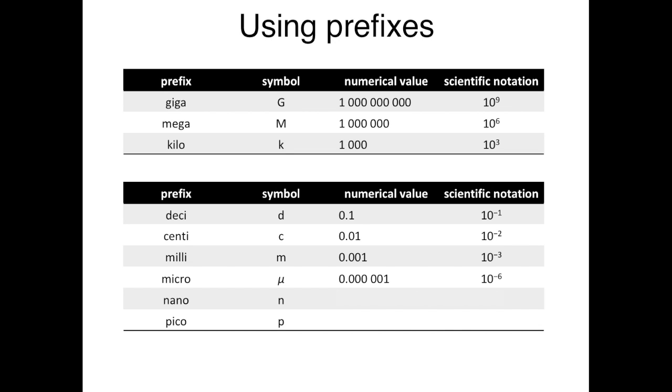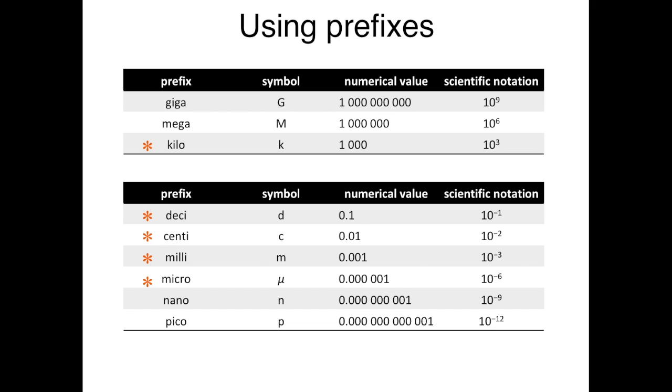Now it goes even smaller, right? You can go to 10 to the negative 9 for nano and 10 to the negative 12 for pico. Okay, that's very, very small. On the size of atoms now, not even microorganisms, we're talking about atoms.